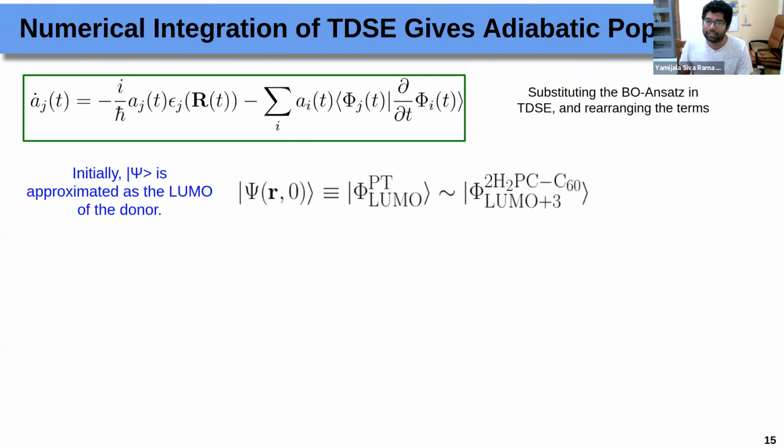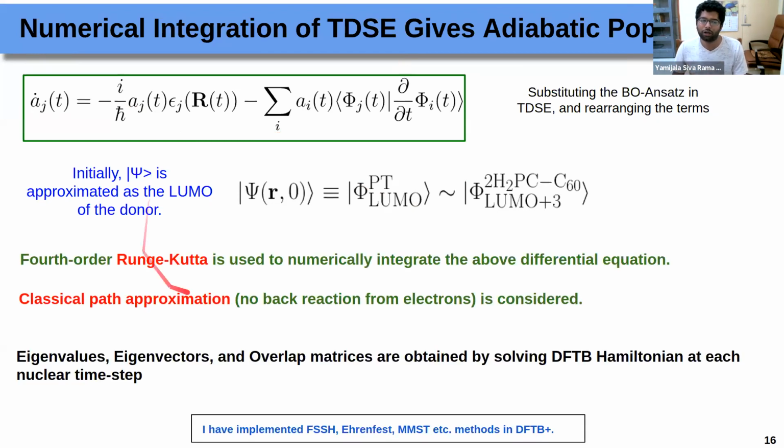And since this is a differential equation, we need to have an initial condition. Here, the initial condition we consider is the LUMO of the donor. So the electron-donating molecule's LUMO is considered as the initial wave function, and then we integrated the differential equation using the fourth order Runge-Kutta method. We are also under the classical path approximation, which essentially means that the back reaction of the electrons will not be there. And as mentioned earlier, these eigenvalues, eigenvectors, etc. were solved using the normal DFTB Hamiltonian.